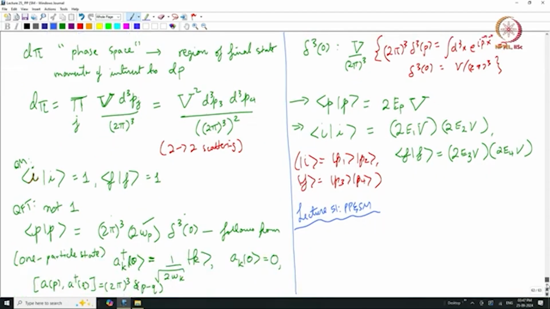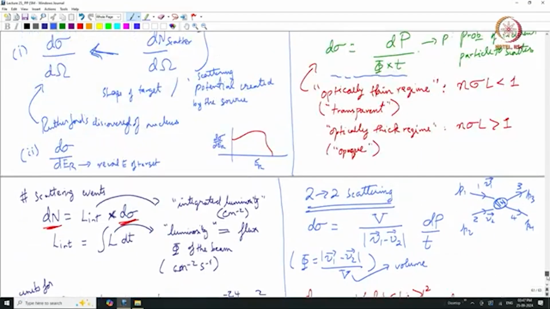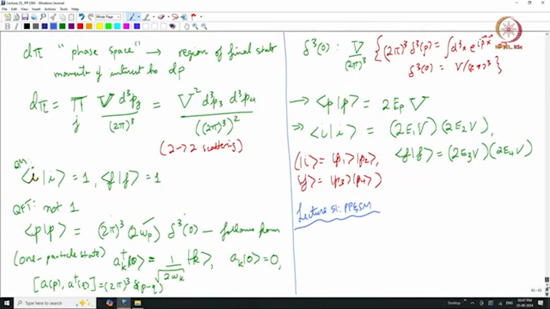Now, we are going to put all this together back into the expression for the cross section in order to derive our master formula for the cross section for 2 to 2 scattering. That is where we are headed, and when we get there, I am going to introduce yet another little notion, which is the matrix element in QFT. Matrix element could mean anything, but let us see what it means in this context.